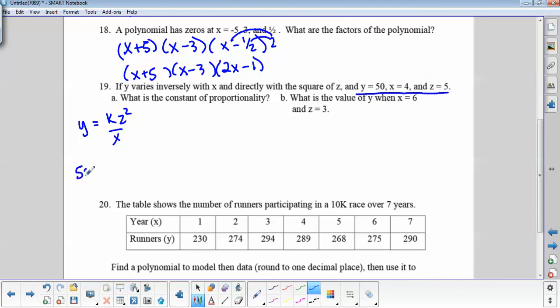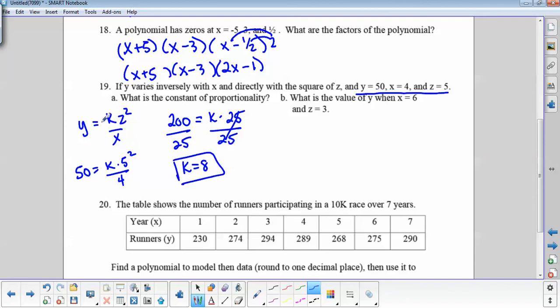So we have 50 equals k times 5 squared over 4. And I'm going to multiply both sides by 4 to solve for k. So times 4 on both sides, that gives me 200 equals k times 5 squared is 25. And then divide by 25, and you get k equals 8. So the constant of proportionality, that is the k. That's what we just solved for.